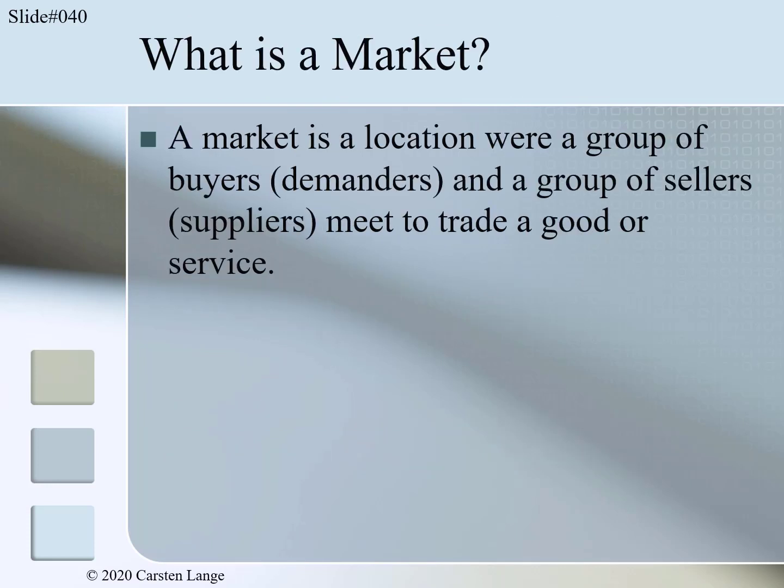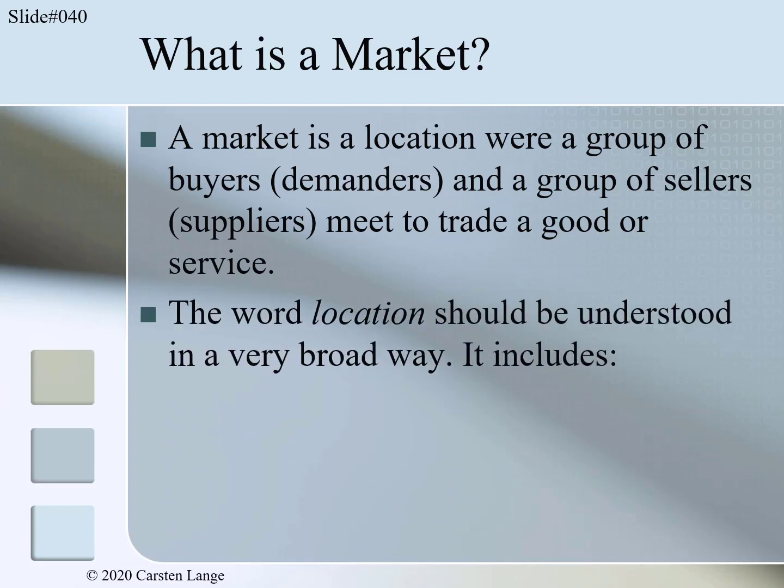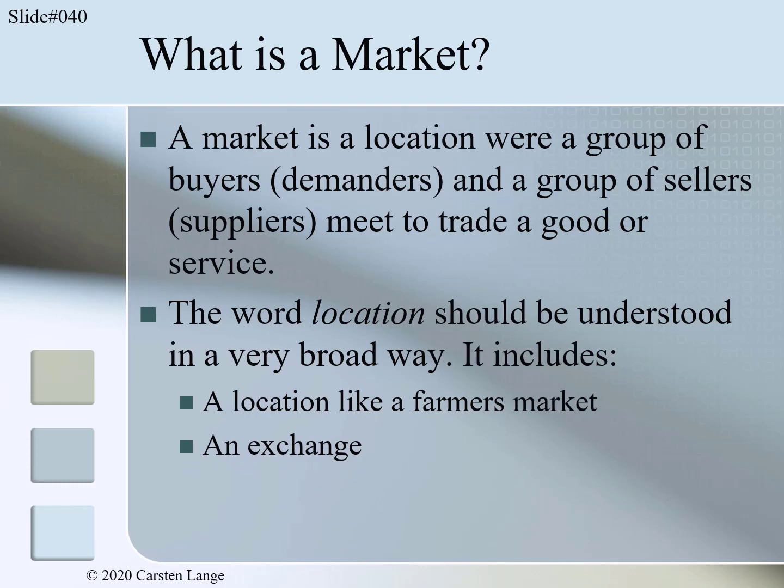What do we mean if we use the term market? A market is a location where a group of buyers, demanders, and a group of sellers, suppliers, meet to trade a good or a service. The word location is actually meant in a very broad way here. The word location includes a farmer's market, an exchange, and even a virtual location such as eBay.